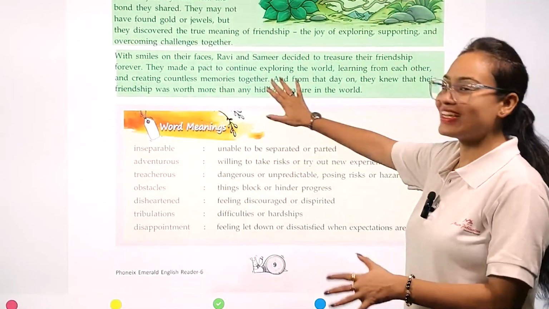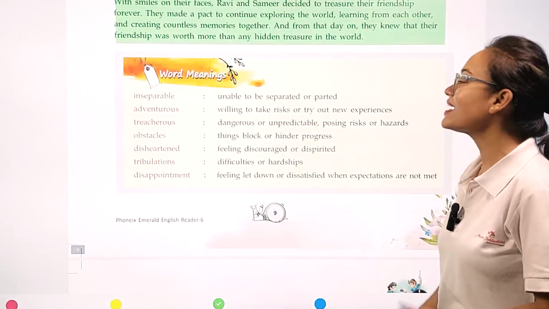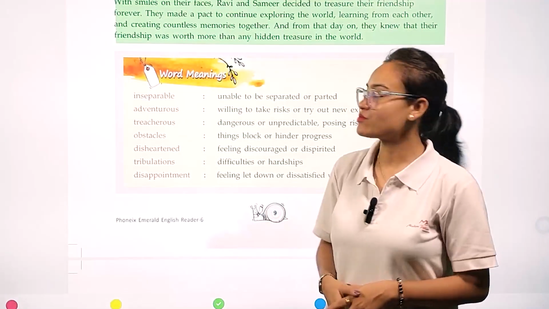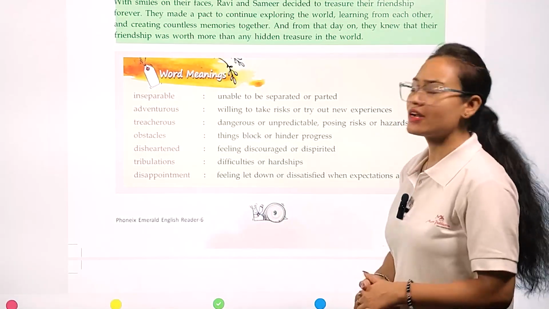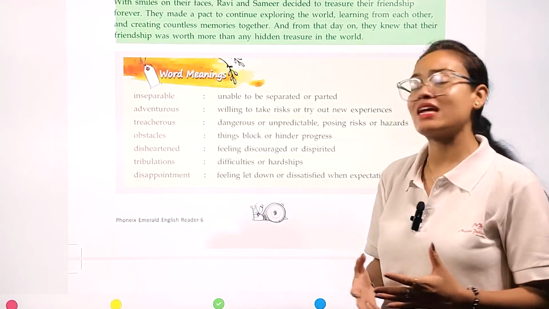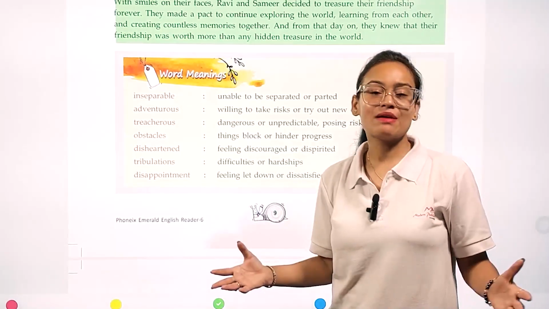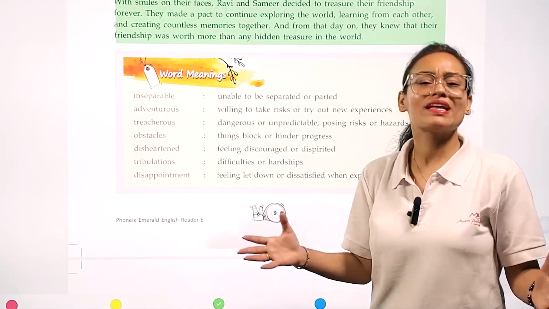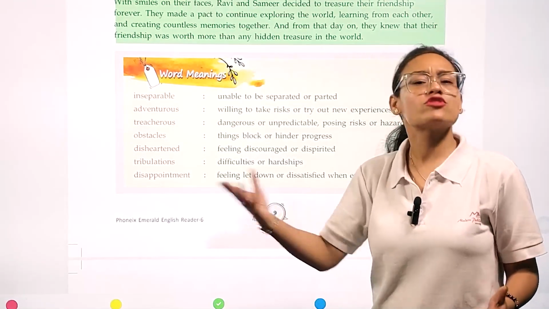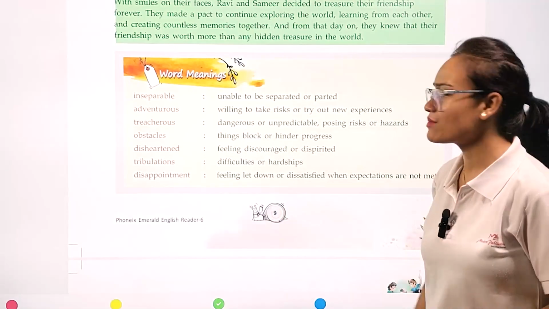So this is all in our chapter, my dear students. Now come with me, let's see the word meanings of the chapter. Inseparable means unable to be separated or parted. When nobody can separate you from the thing which you love, this is called inseparable.